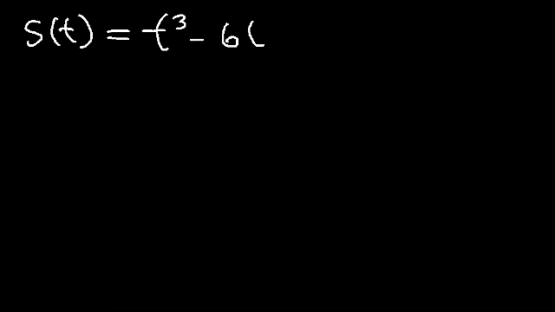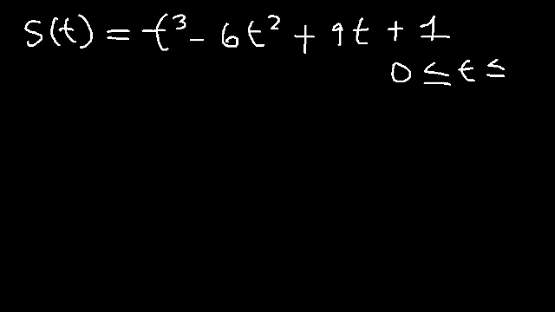Now let's work on an actual example. So let's say the position function with respect to time is t to the third minus 6t squared plus 9t plus 1. So here's the first question. Go ahead and find the instantaneous velocity. Find the velocity as a function of time. And let's say the position function is restricted for the first 5 seconds. So what is v of t?